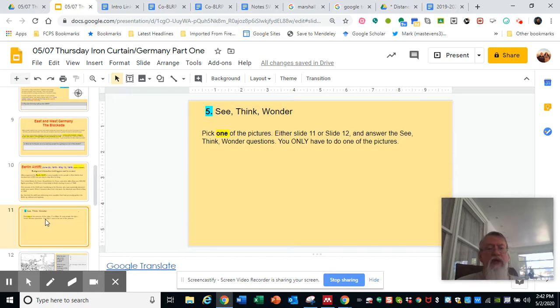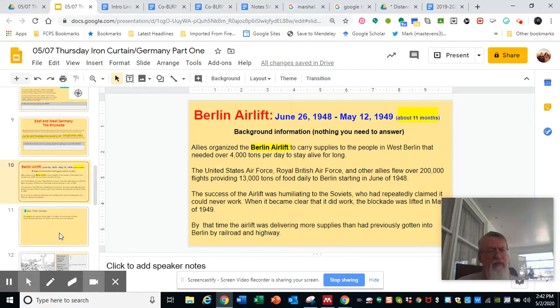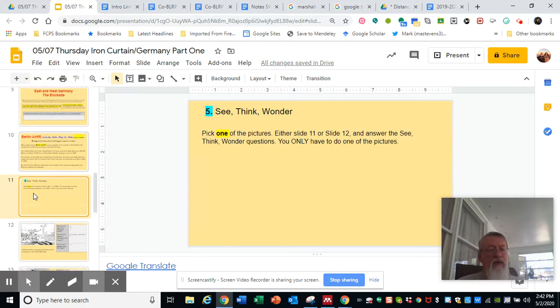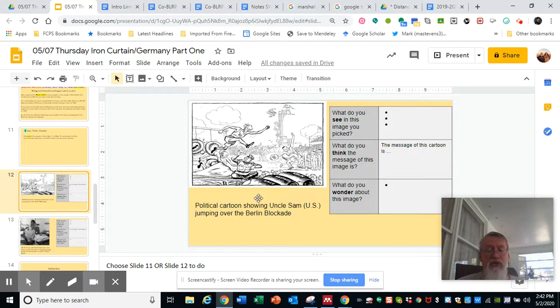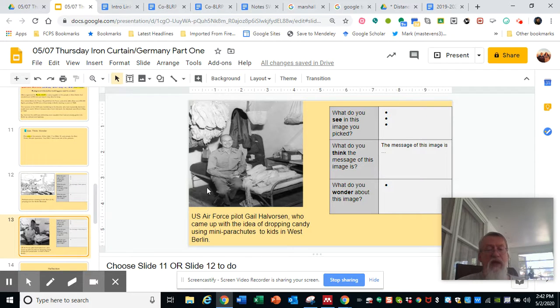Then you do one of the See Think Wonders. You don't have to do both. So this is the information. This is the directions. You pick one of the slides, either 12, political cartoon, of Uncle Sam jumping over the Soviet Union, or this of the Air Force pilot Gail Halvorsen, who came up with the idea of, well, you see right there what it says, dropping candy to kids in West Berlin as they were flying the supplies in.